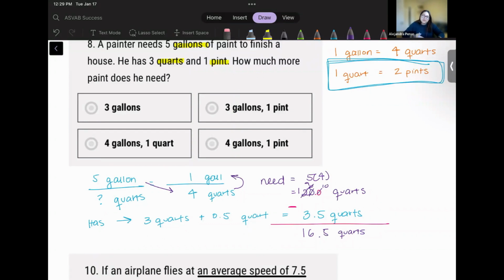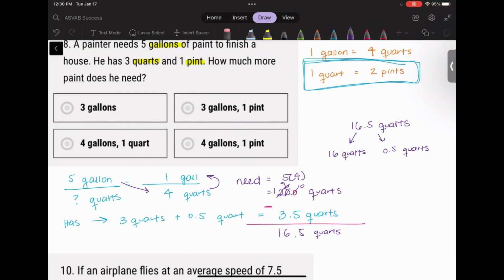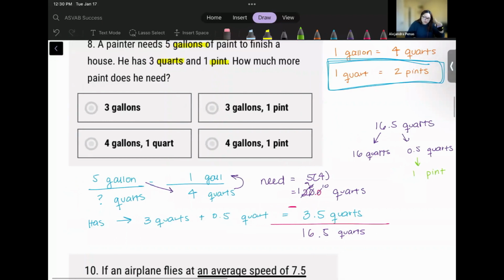All of your answer choices are in gallons. So we need to change that back to gallons. Let's do that. So we have 16.5 quarts. So we know 16 quarts, and this 0.5 quarts. Now, what did we say was 0.5 quarts? 1 pint. So we already know this is just 1 pint. So already you can eliminate one of your answer choices. You can eliminate A because A doesn't have the 1 pint.